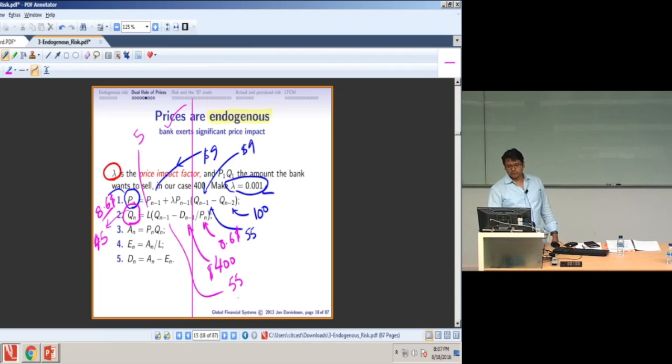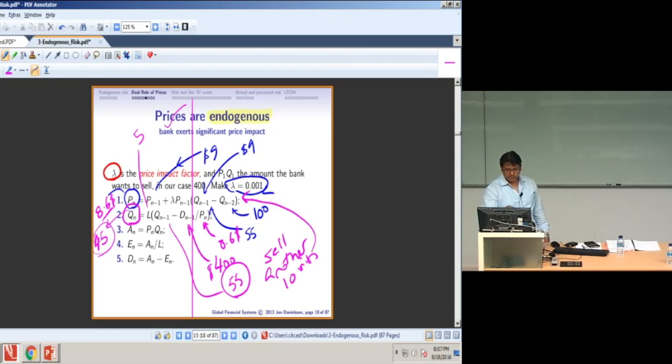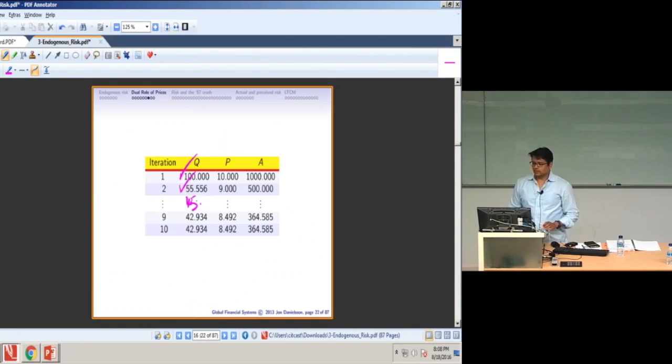But we have 55. So we go, oops, we have 55, we have 10 too many. So go and sell another 10. Once you've sold it, you put that back into this equation again, and you iterate over and over again. It starts to converge. After you do it 10 times, it doesn't move much.